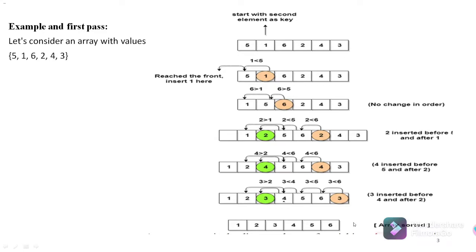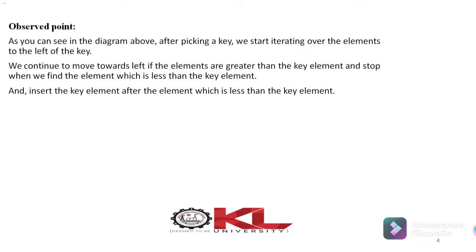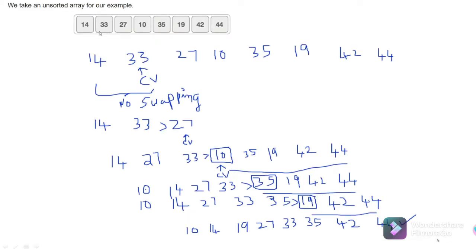So I think you understood the flow of processing of sorting using insertion sort. Next, what we observed here is, when you fix one key, the elements to the left side of that key, if they are greater than the key element, are shifted one step right, and if any element is less than the key element, then the key element should be inserted after that reference element. That's what we observed here. And this is another example we need to work out.